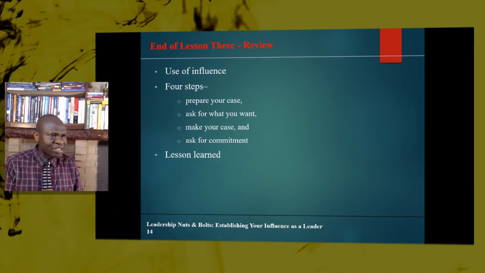In a nutshell, as a leader, you use influence to gain commitment and support for organizational goals. Following the 4 steps can help you do this. The steps are to prepare your case, ask for what you want, make your case, and ask for commitment. PAMA. In lesson 3, you have learned to use influence techniques to persuade others while avoiding the negative use of politics in a given scenario.